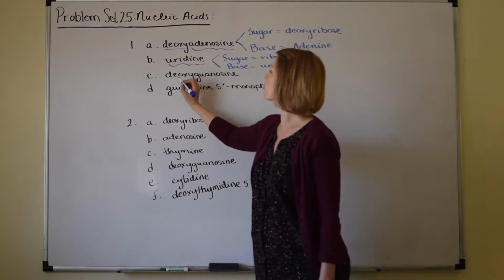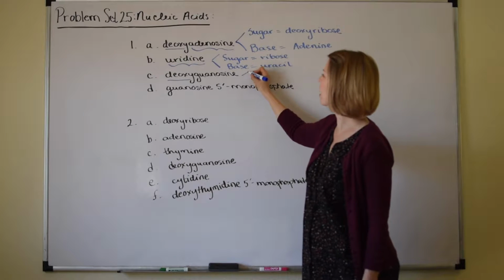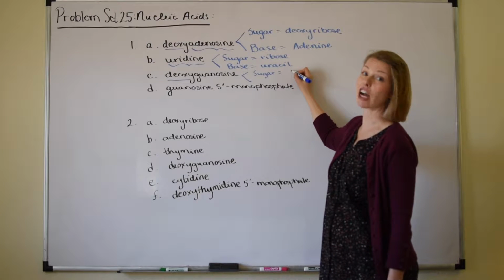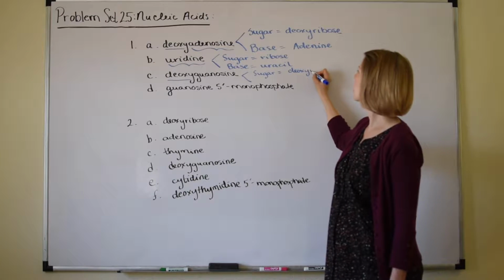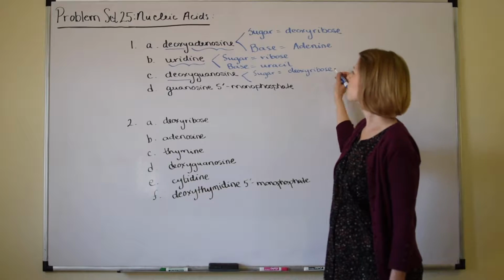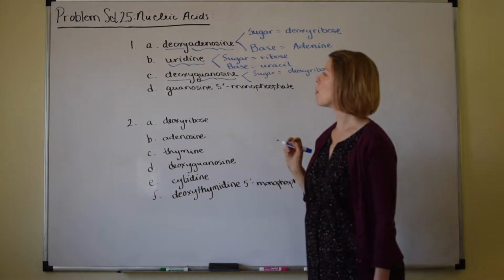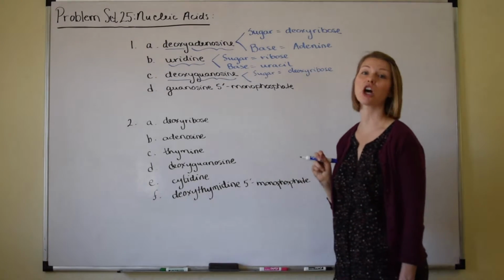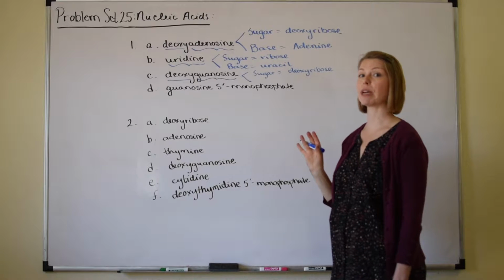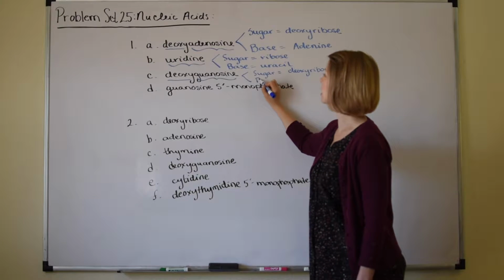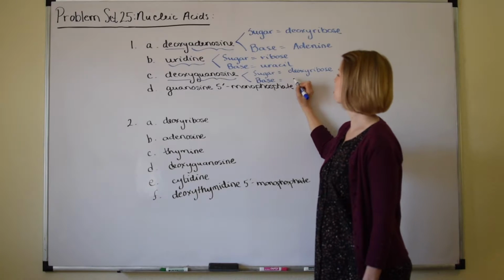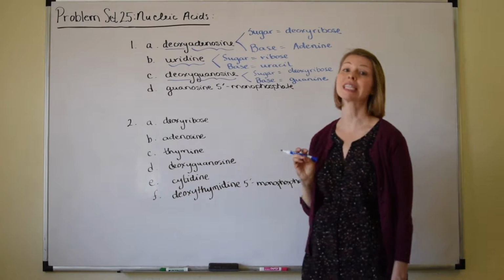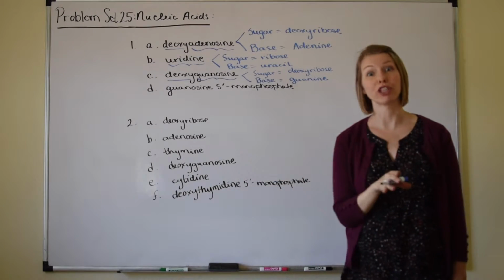Deoxyguanosine. So the prefix gives the sugar away right away. The sugar in this nucleoside is deoxyribose. And the base must be guanine. Again, we changed the ending because it's a purine to OSINE. So when you name the base, make sure you go back to the original ending for the base and call it guanine. Guanosine is the name of a nucleoside.